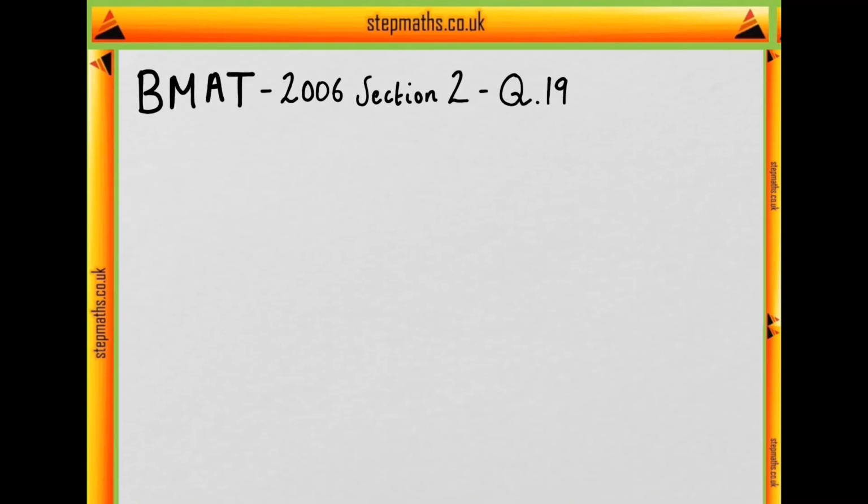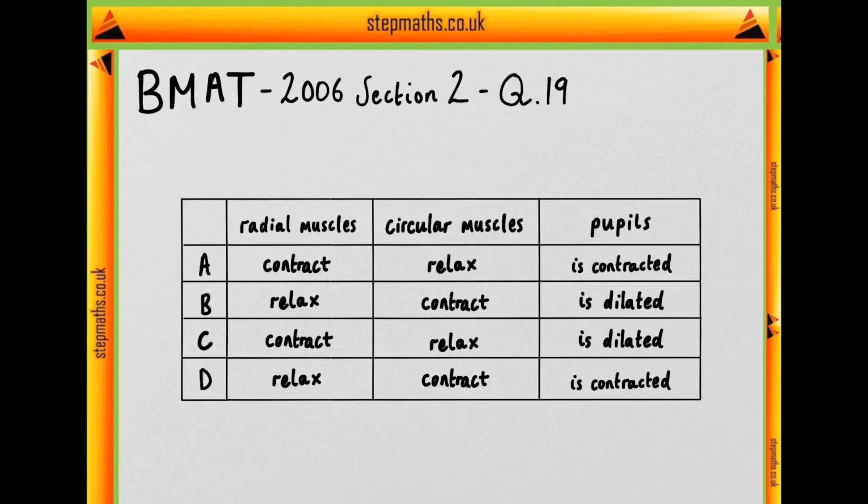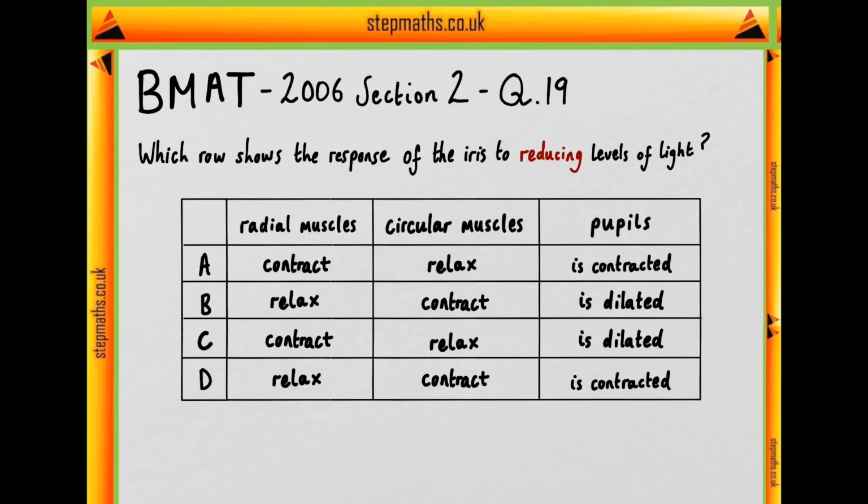In question 19, we're given the following table here, and we're asked to work out which row in this table shows the response of the iris to reducing levels of light. Okay, so we have to consider the effect of reducing levels of light on the radial muscles, the circular muscles, and the pupils. So, going into the BMAT, you need to be familiar with these sets of muscles and the general response of the pupils to light.